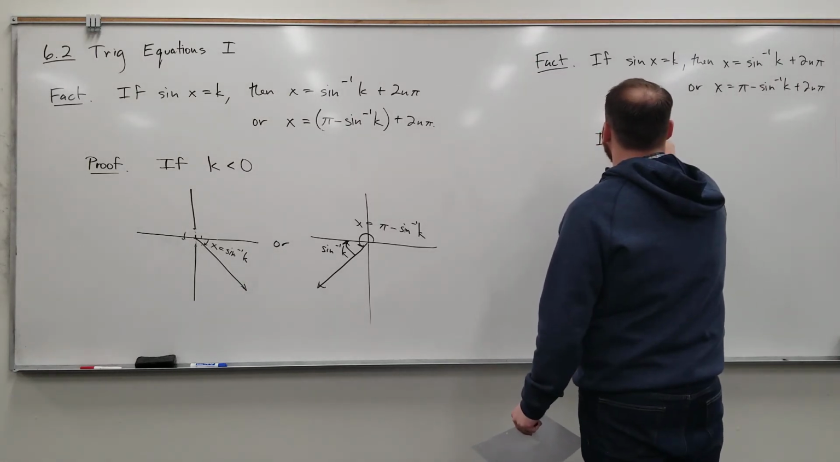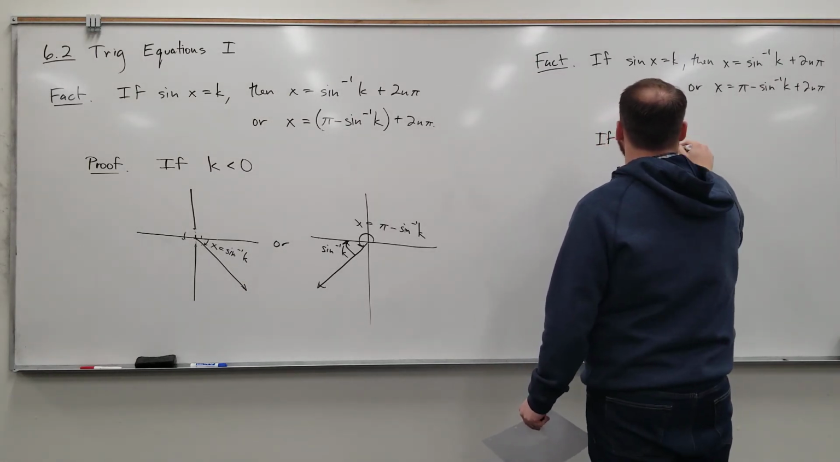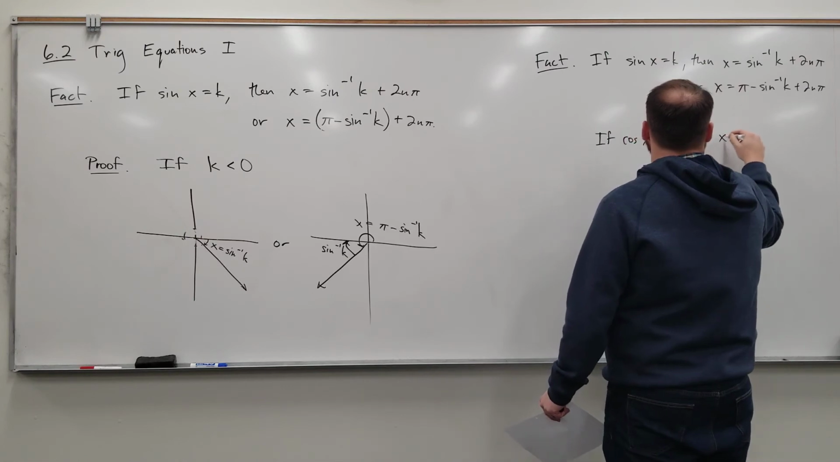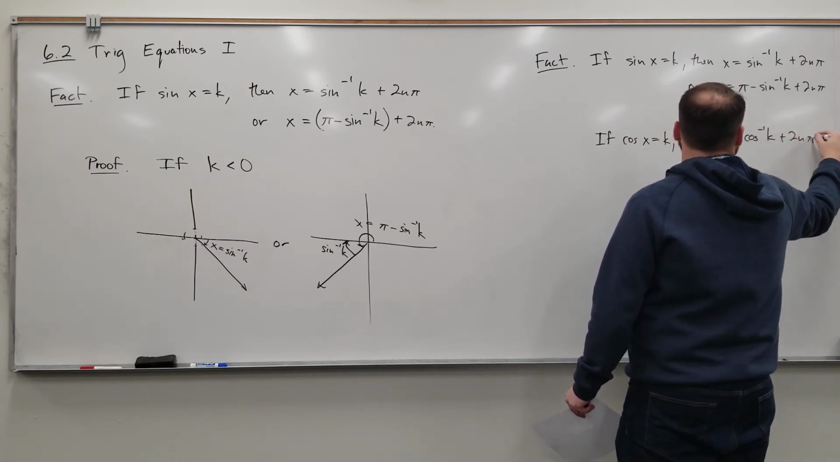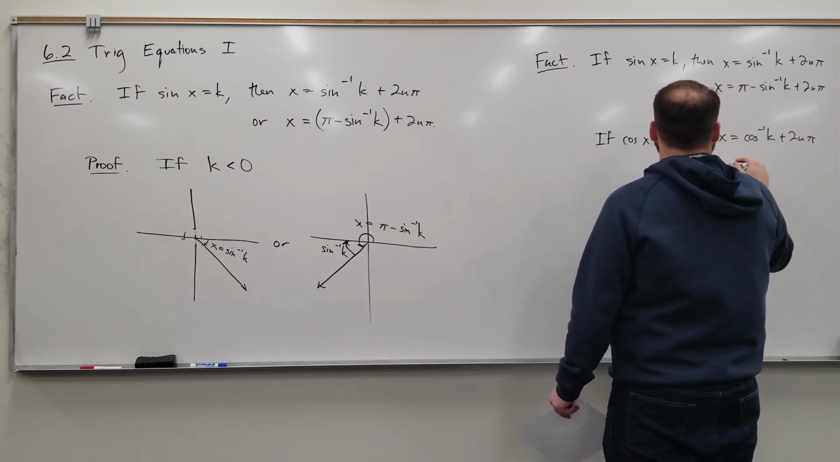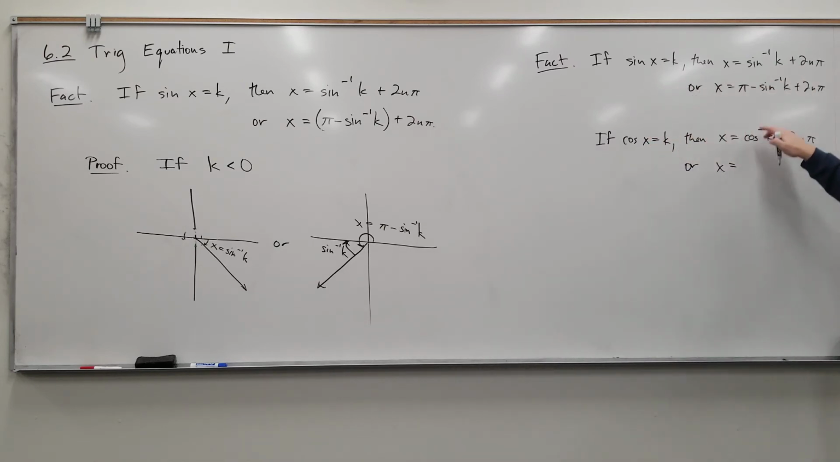If cosine x equals k, then x equals cosine inverse of k plus 2n pi, or x equals, now for cosine, it's not pi minus cosine inverse, it's 2 pi minus cosine inverse. Okay, 2 pi minus cosine inverse.